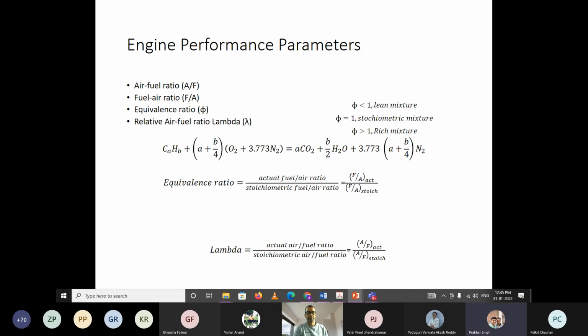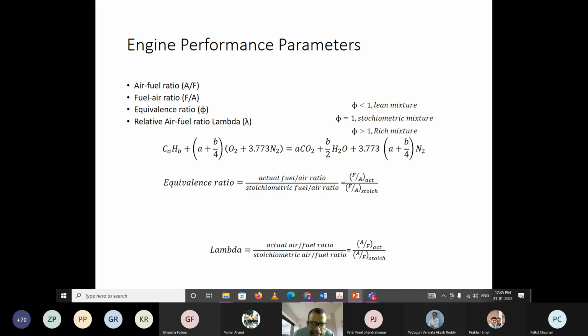So lambda is equal to 1. It means your engine is running at the stoichiometric air-fuel ratio. It is a chemically correct air-fuel mixture ratio.